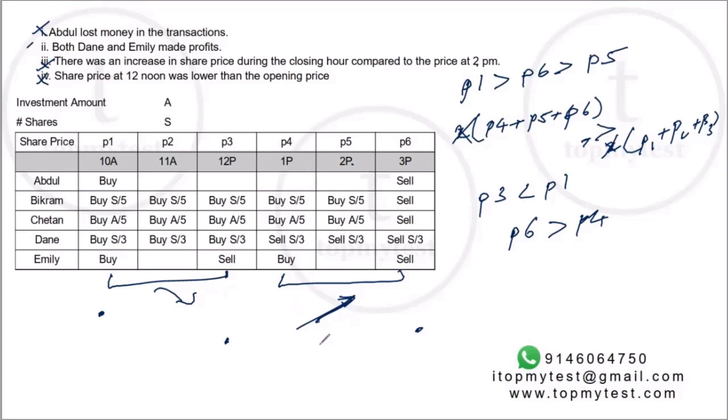Can you say anything about P4? Will P4 be higher than P3 or lower than P3? Now, if P4 is higher than P3, first of all, suppose you get X amount of money here. You're going to get lesser number of shares here. Why? Because the price is higher. You're selling low and buying high, so you're actually making a loss. So you'll get a lesser number of shares here.